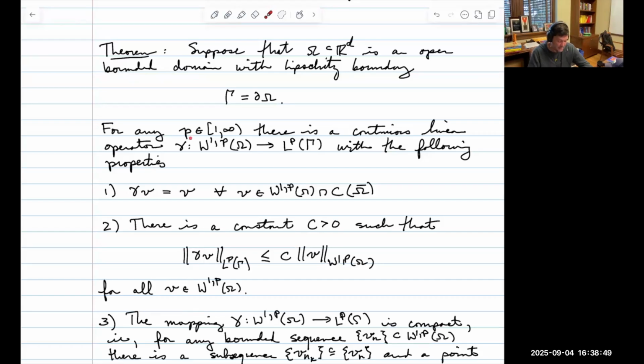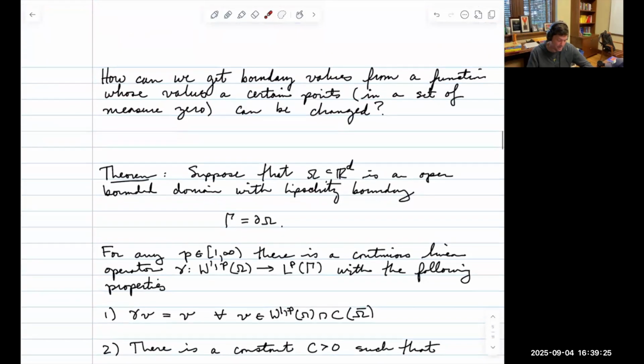For any p between 1 and infinity, not including infinity, there is a continuous linear operator, gamma, which takes W^{1,p} functions and assigns them, or pushes them, to a function in this class, L^p over the boundary. So this is a standard L^p space, but it's defined over a boundary. And notice that if we're in d dimensions for omega, the boundary has one space dimension less. Okay, we can think about it like this.